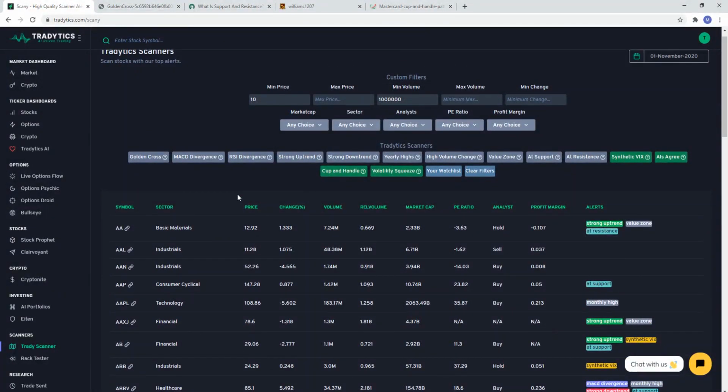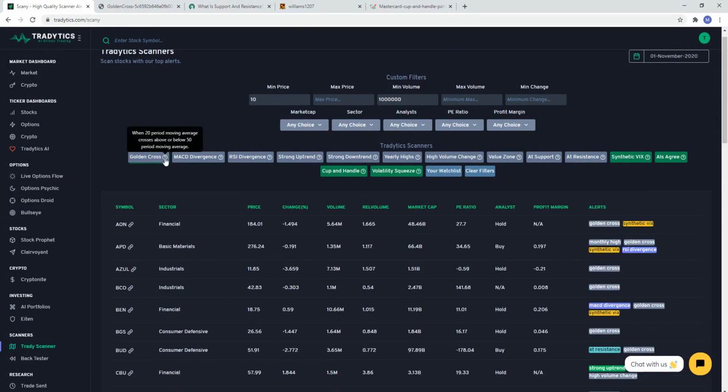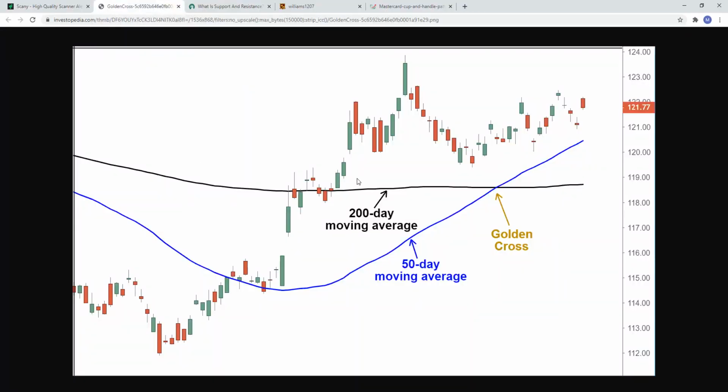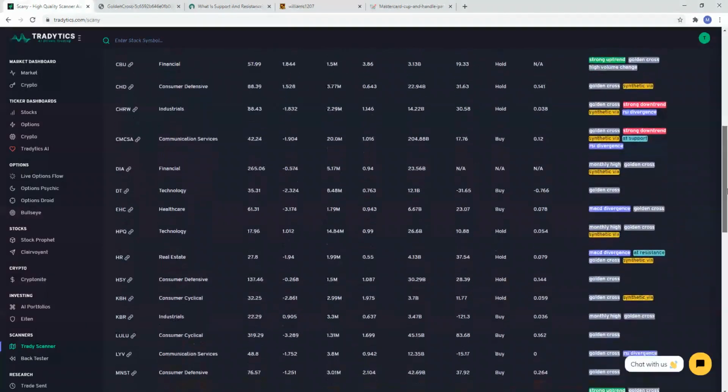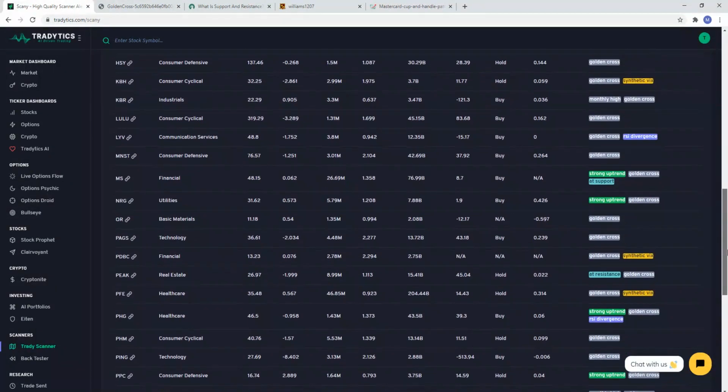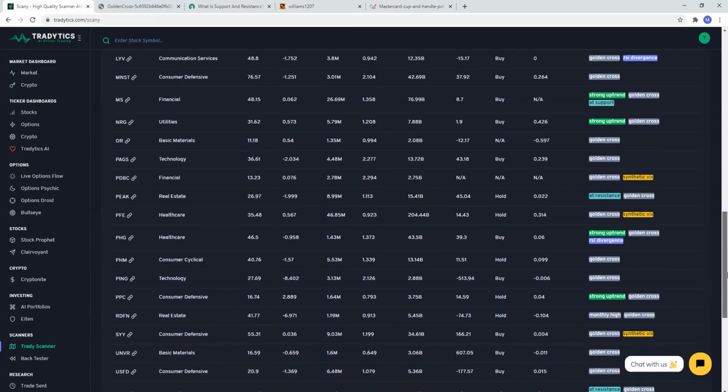Let us keep going. The first scanner we will use is the famous golden cross that happens when the 20 moving average crosses above or below the 50 moving average. Most people consider 250 moving average crossovers, but for short-term swing trading, we have modified it to use 20 and 50 MAs. When the 20 MA crosses above the 50 MA, that is a bullish signal. The opposite is true when 20 MA crosses below the 50 MA.